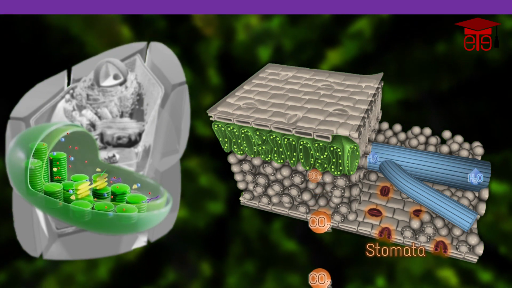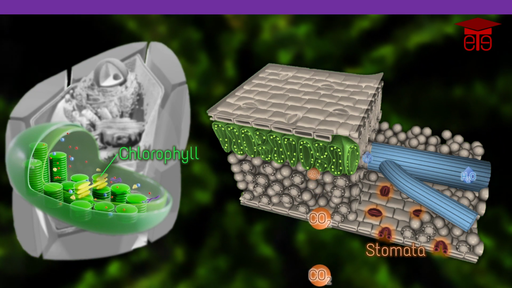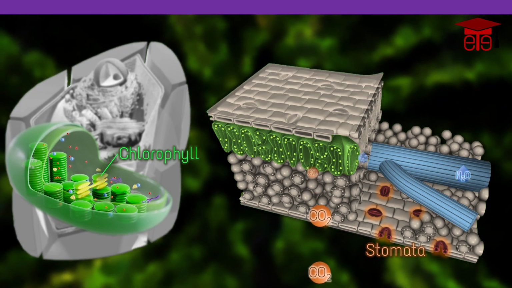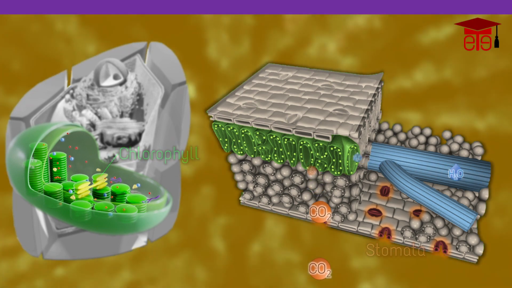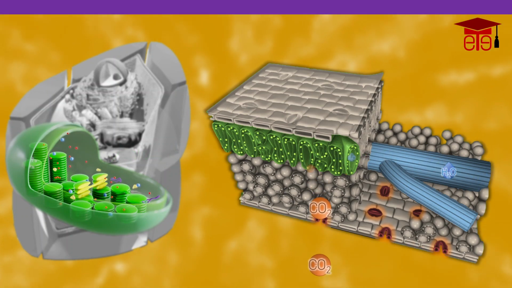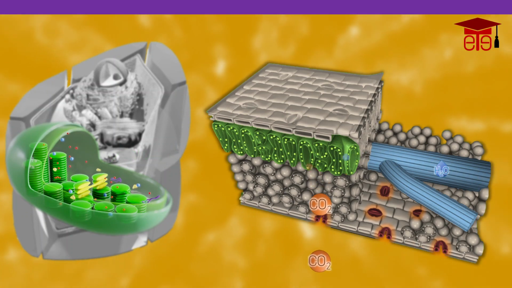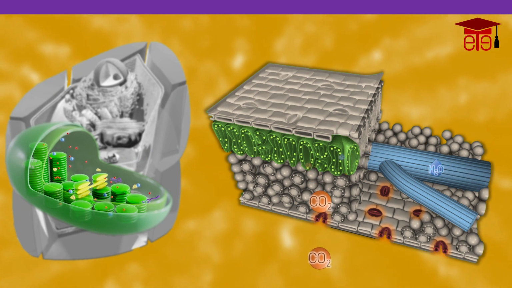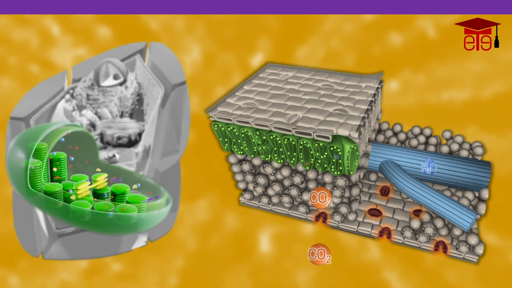Chloroplasts contain green pigments called chlorophyll. They are essential for photosynthesis as they capture energy from sunlight. This energy helps water and carbon dioxide to react together. Leaves are very thin, so it is easy for sunlight to reach these cells.